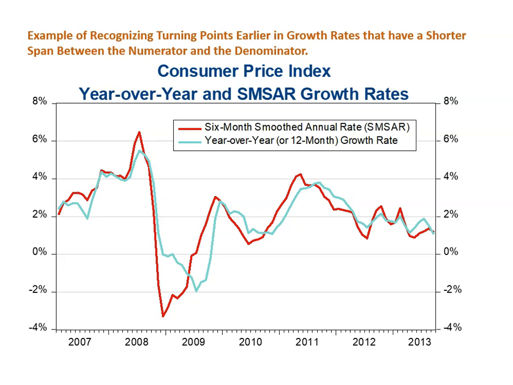This slide shows an example of turning points in growth rates for the CPI, as measured as a 6-month smoothed annualized rate, which business scholars Jeffrey Moore and Victor Zarnowitz advocated as a smoother, but more timely growth rate than the year-over-year formula. For example, the 2008 high and subsequent low in the 6-month growth rate of the CPI preceded the year-over-year growth rate. This is simply a function of the formula used.